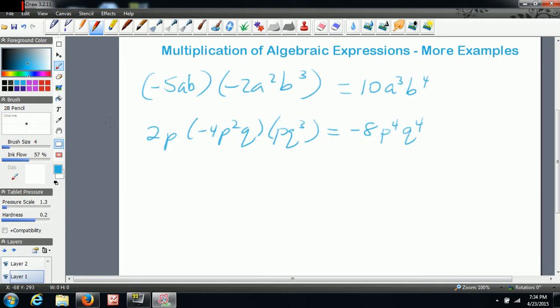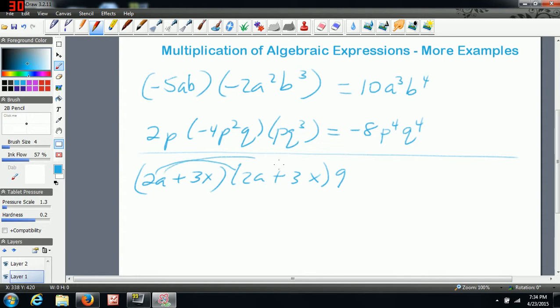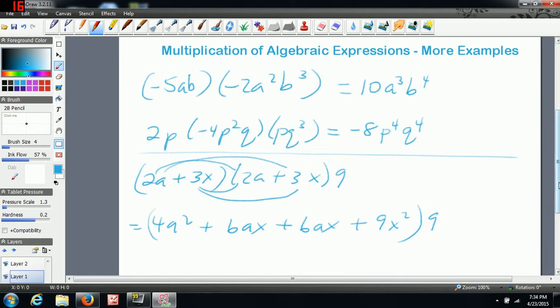What if we had the following example? 2a plus 3x times 2a plus 3x times 9. So in this case, you can use FOIL here, so you can go ahead and use FOIL to do the binomials. So when you do that, you're going to get 4a squared plus 6ax plus 6ax plus 9x squared. And you're going to keep that in brackets and keep the 9 over here.